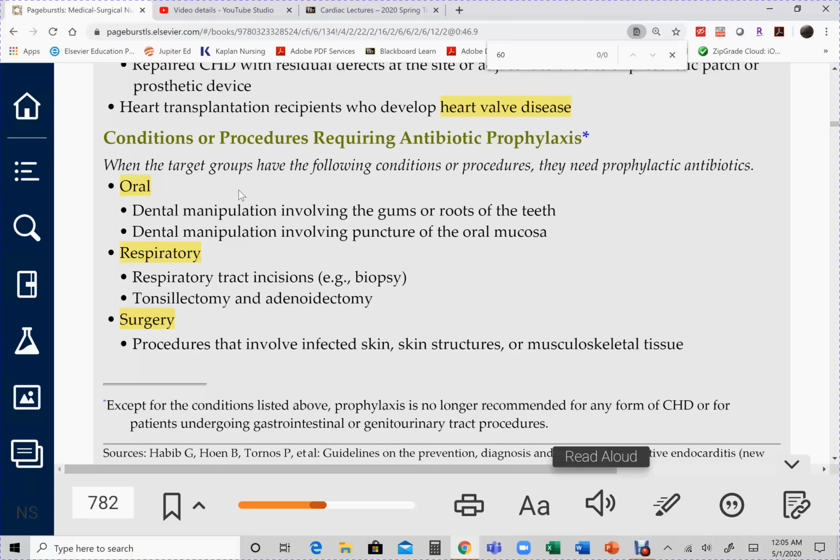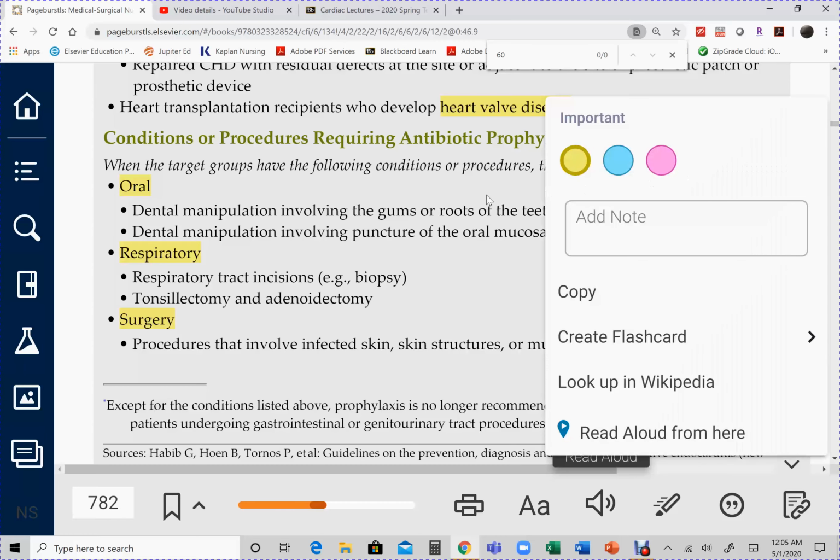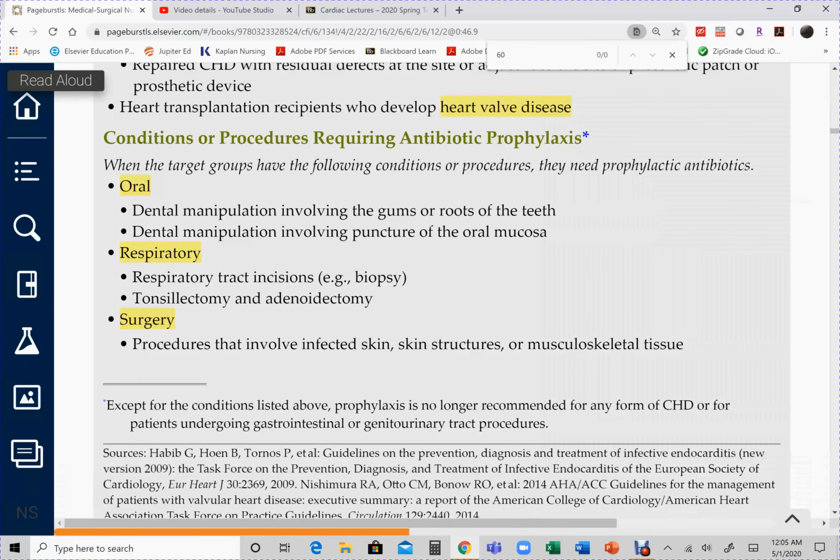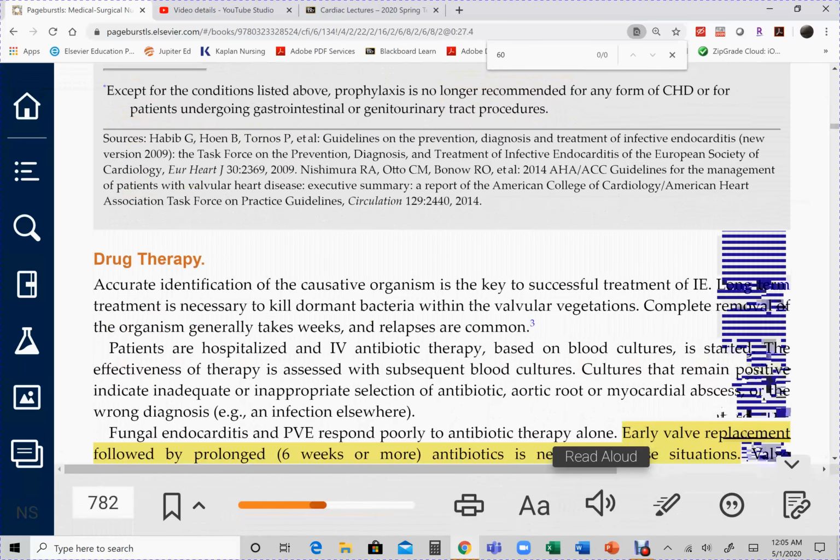Before they get any of these procedures done, they should tell their doctor or their dentist, so that they can have prophylactic antibiotics before the procedure. Because again, they could develop endocarditis as a result.